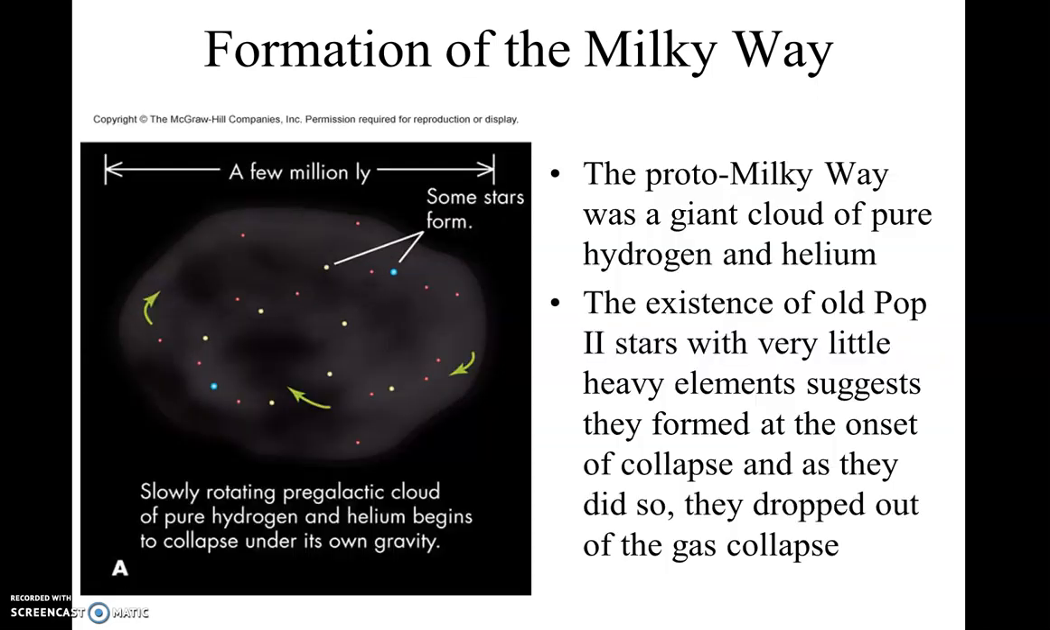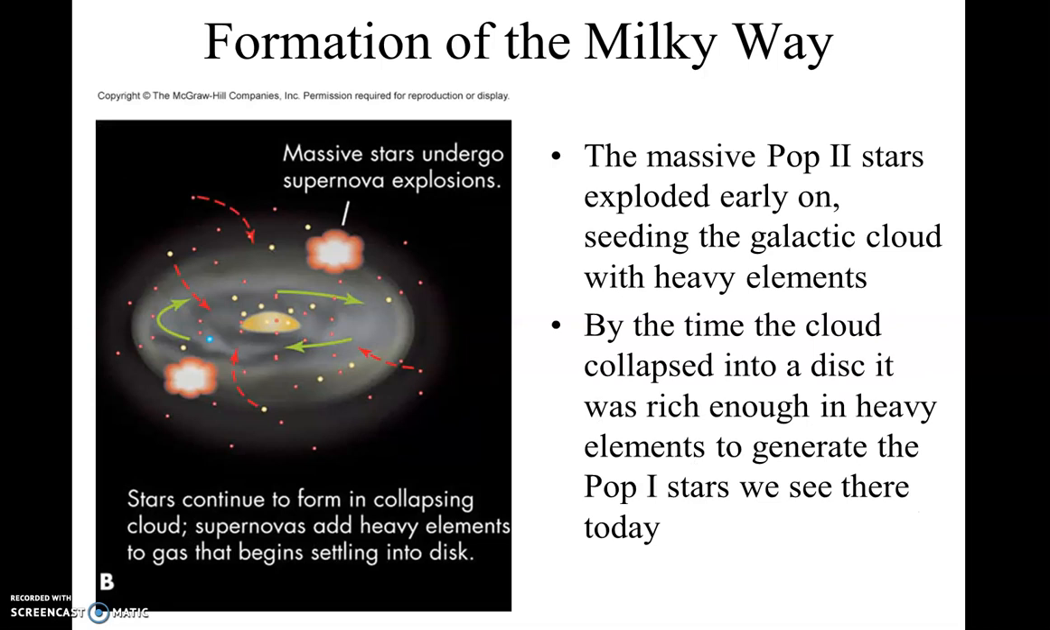All right, so these are just the steps. I'll just go through this. The proto Milky Way is a giant cloud of pure hydrogen and helium. We see the existence of very old population 2 stars with very little heavy metals and elements, suggesting they formed very early. All right, massive population 2 stars explode early on and seed the galaxy.